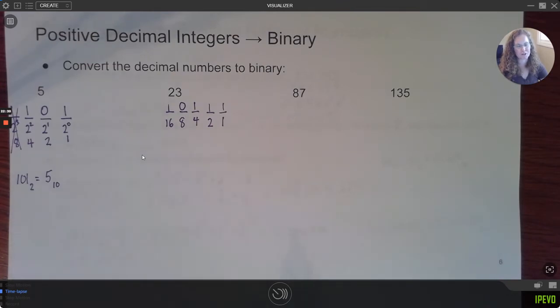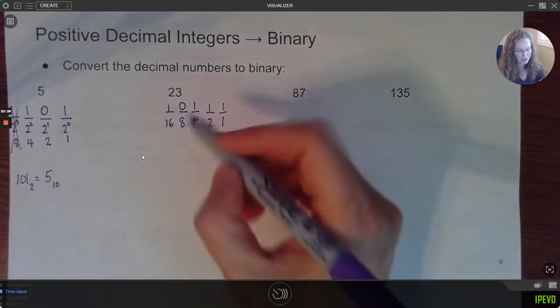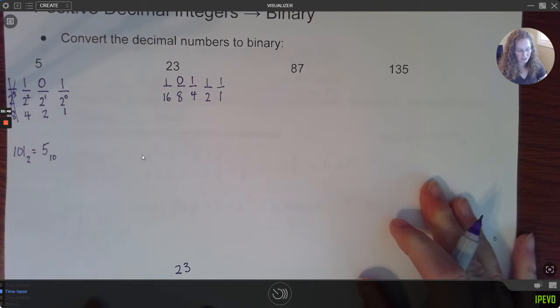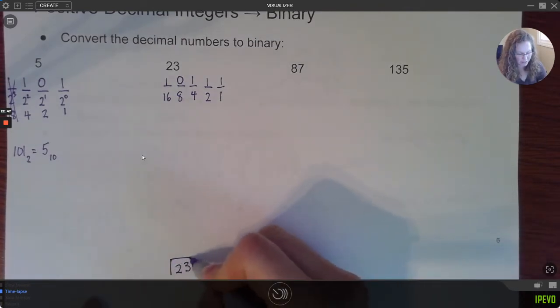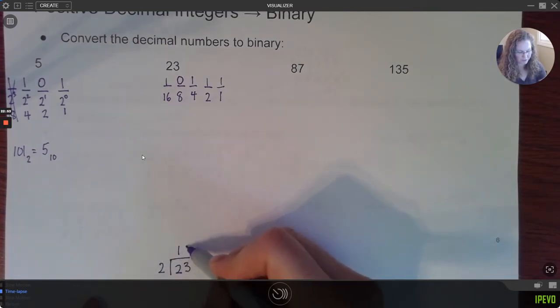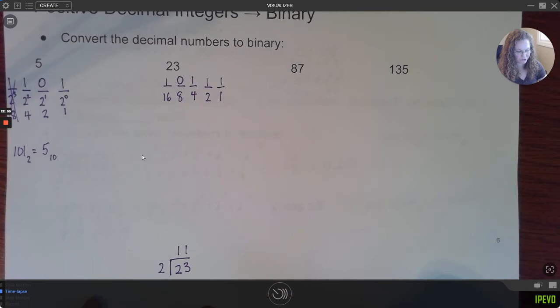We probably don't want to go through that process of trying to just reason it out. So let me show you a method that you can use to quickly determine what it is. I'm going to take the number 23, and notice I'm writing it low down here. I'm going to divide it by 2. So 23 divided by 2 would be 11, with a remainder of 1. And I'm going to write my remainder over here. All the remainders I'm going to write over here.